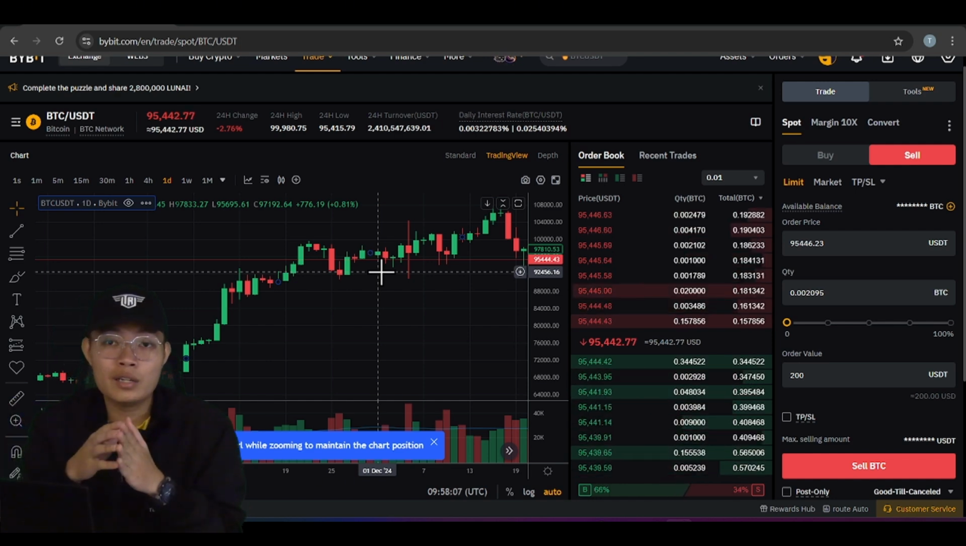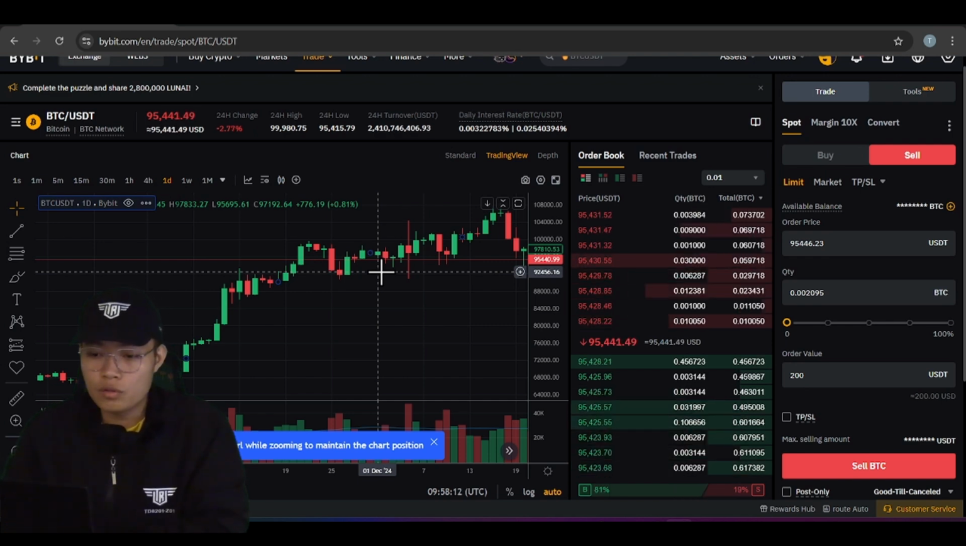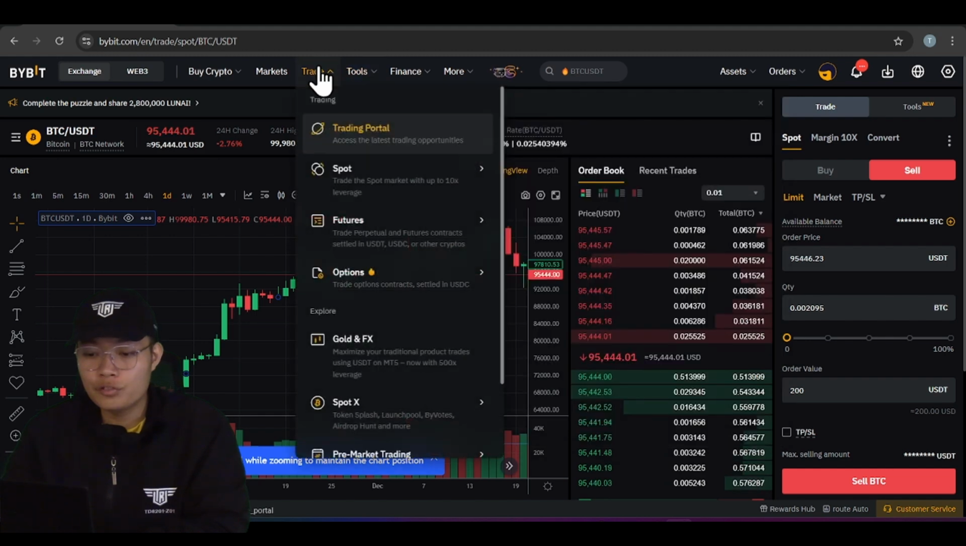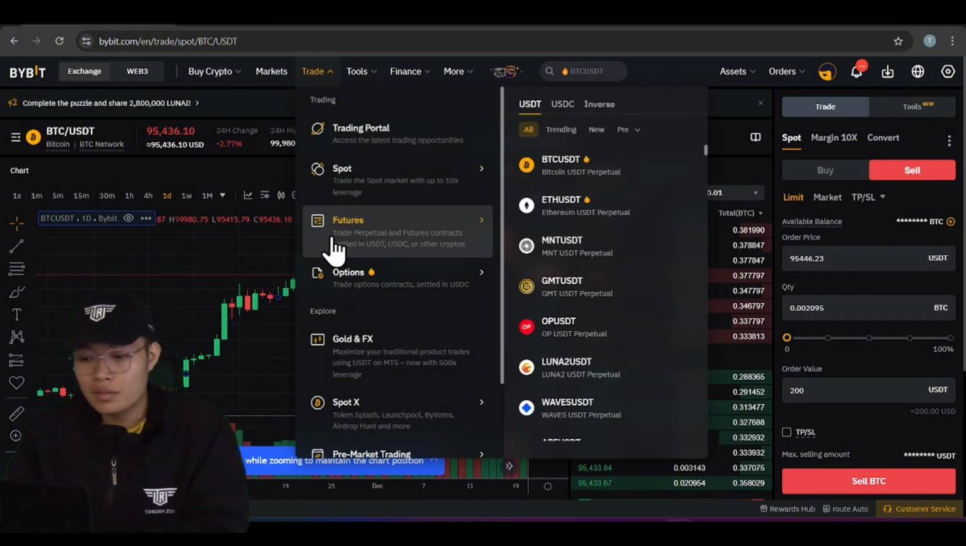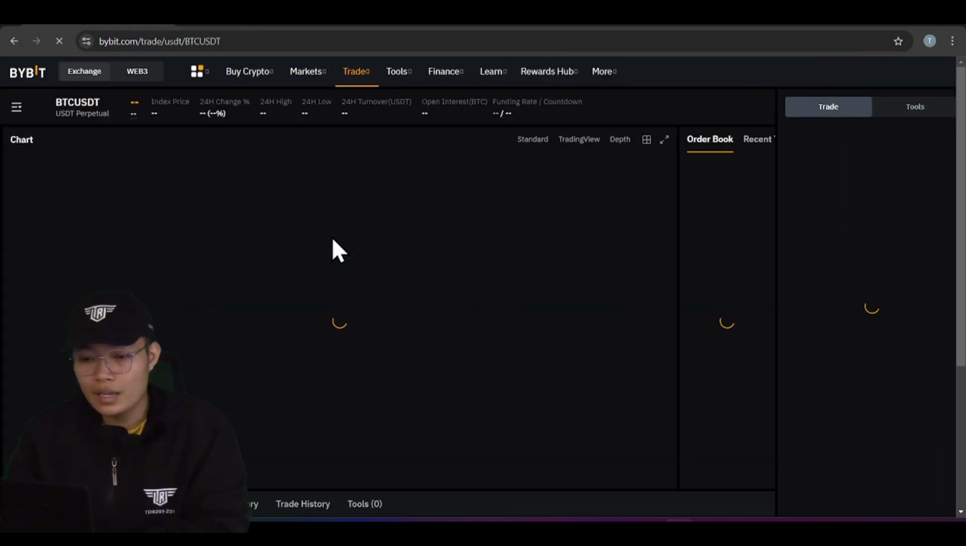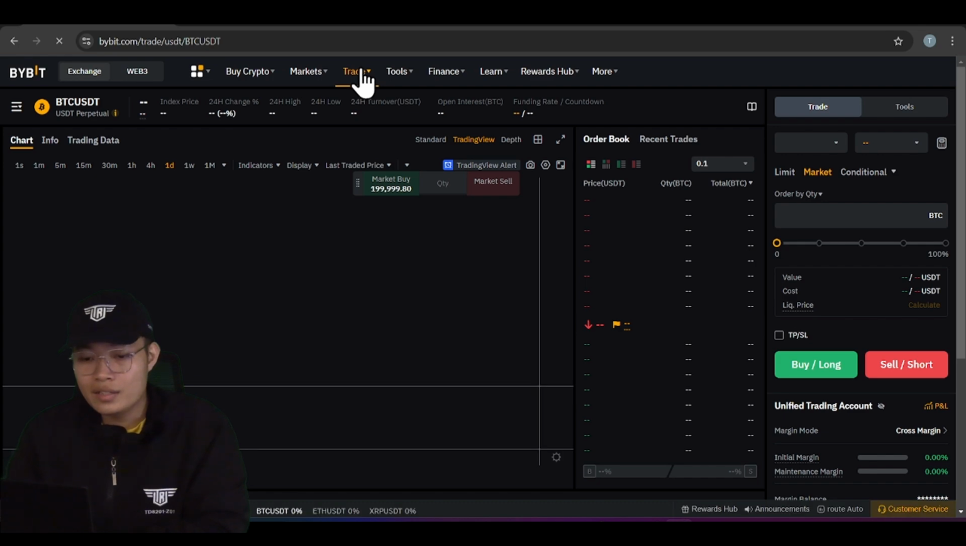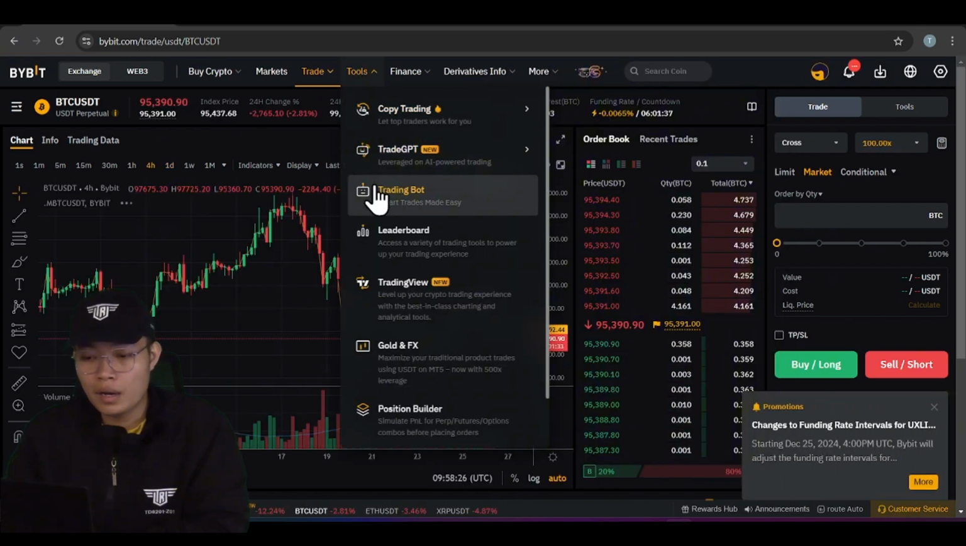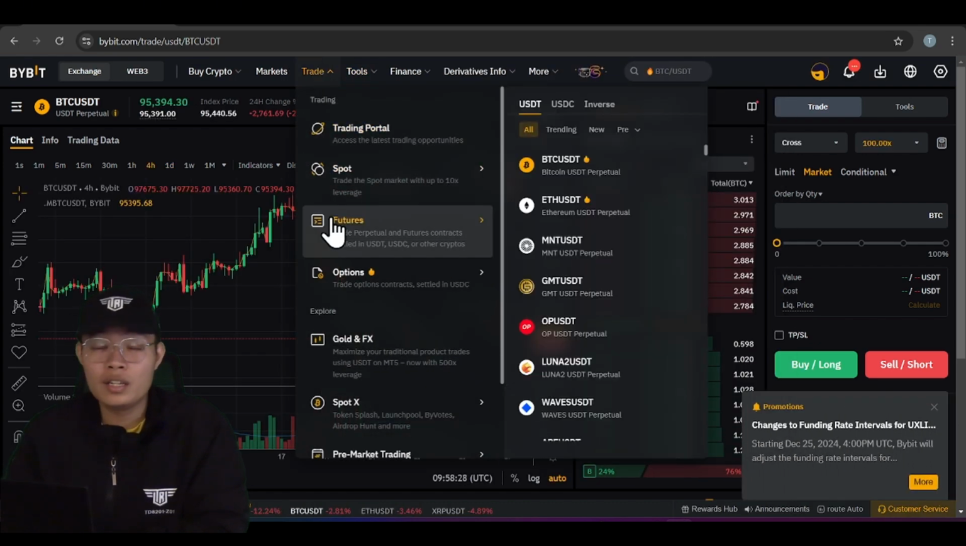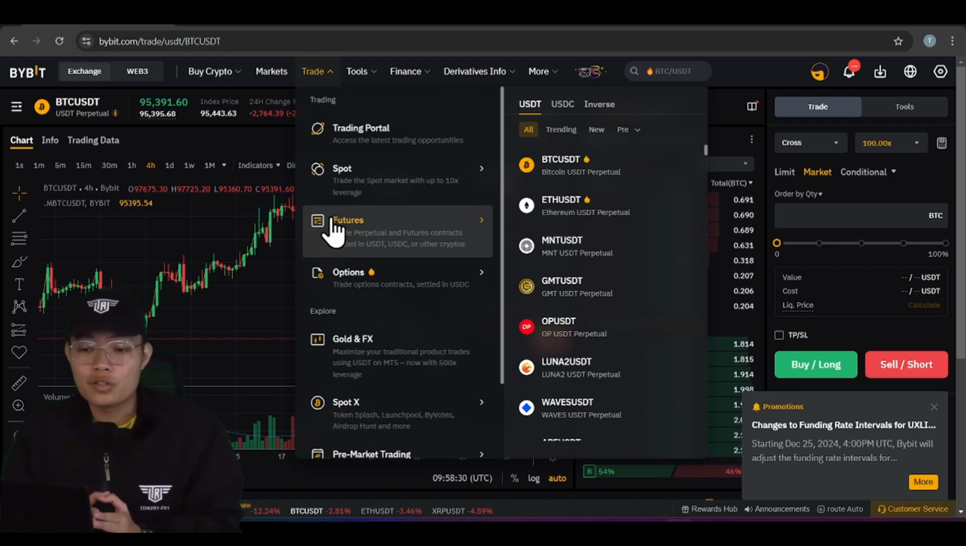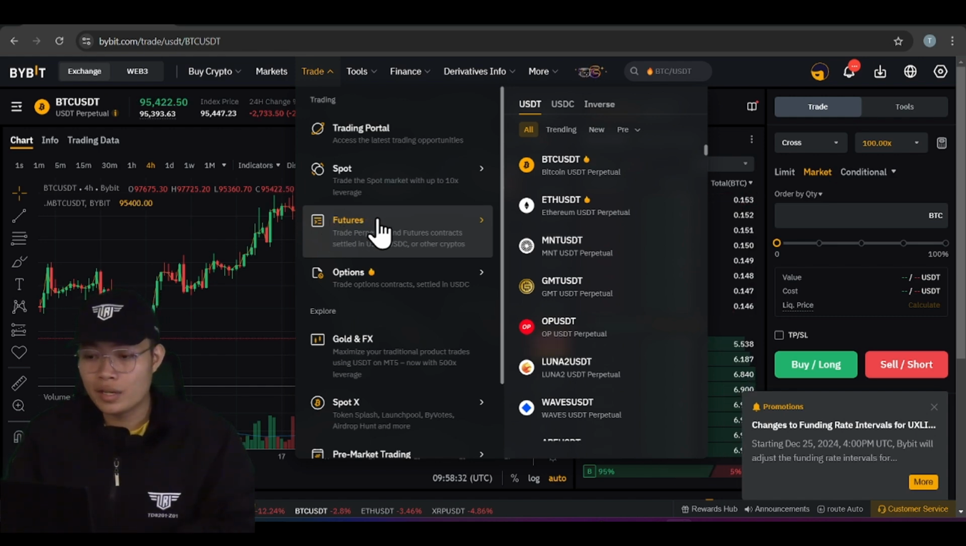So let me explain what leverage trading or derivatives trading is. Once you click trade, you can see that they have futures. Once you click it, here is the futures. Here is the interesting part. For futures or options, normally they have expiry dates. In this case, once you click futures, you can see it is actually a perpetual contract.